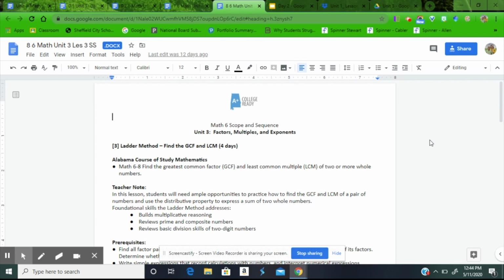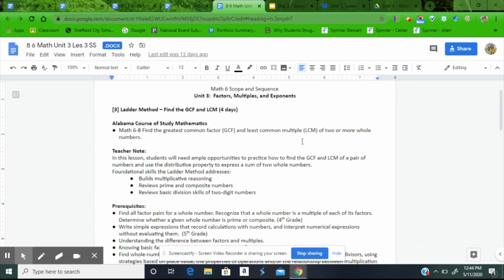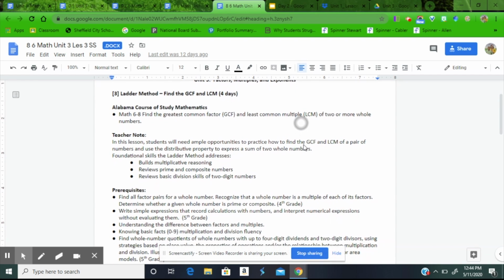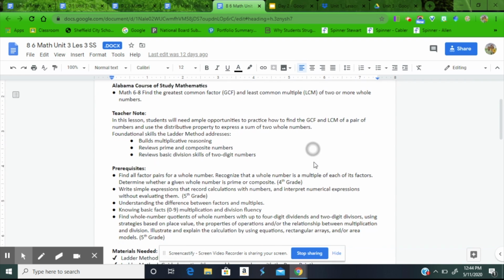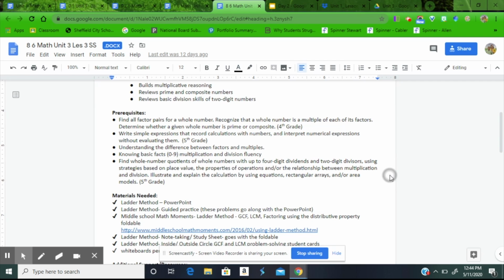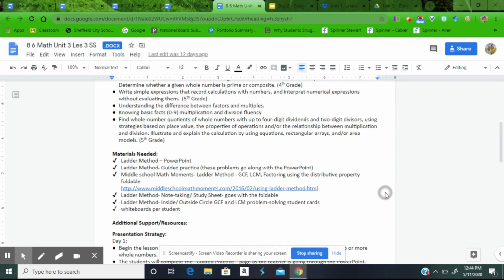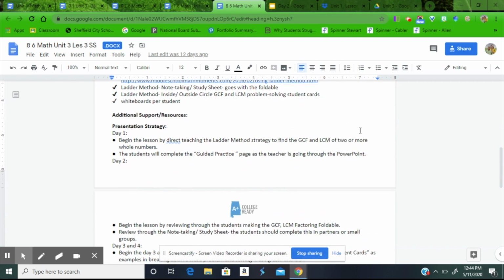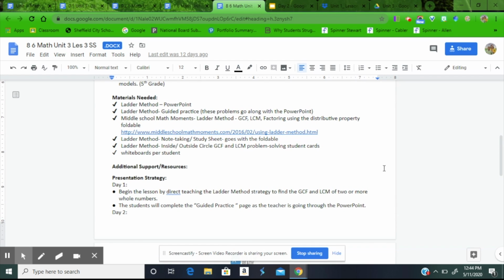We're now going to look at the scope and sequence for Unit 3, Lesson 3. And here you'll see that it is finding the GCF and LCM for a total of 4 days. You have your Alabama course of study, the new course of study, and then a teacher note. And the teacher note just kind of gives you an overview of what you're going to be doing throughout this lesson. Here you have your prerequisites along with your materials needed, which will be found in Canvas as well.